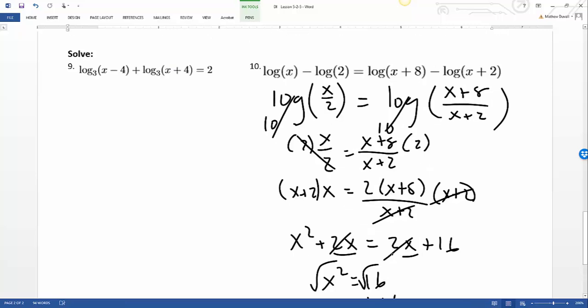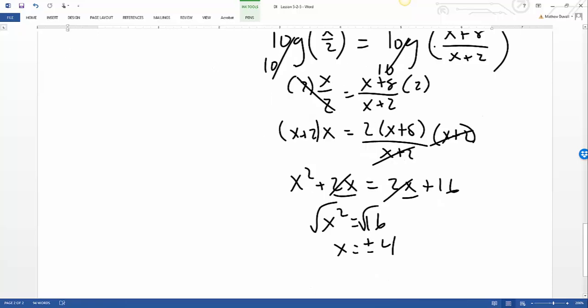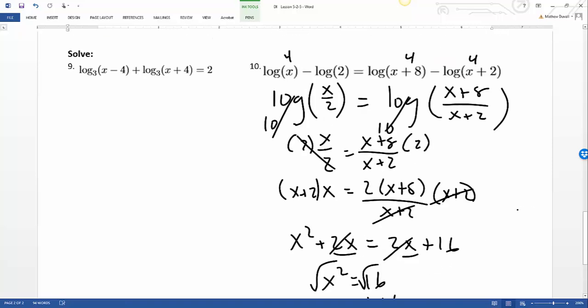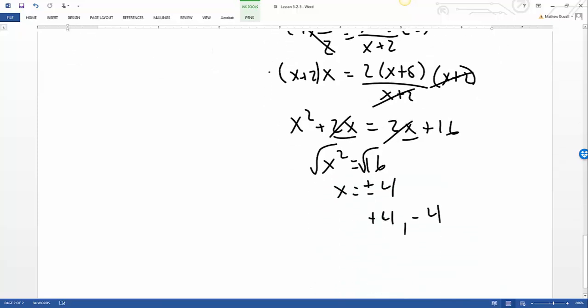So now testing. If I enter positive 4, it's positive. If I enter negative 4, I get a negative inside my log. You can't have a negative or 0 inside your log, so we have to reject it.